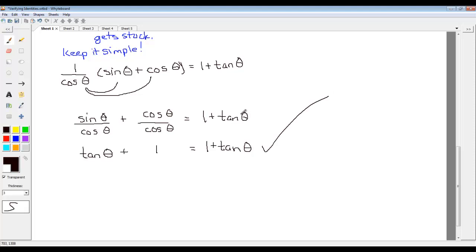So there we go. We verified it. By showing all these steps and working it out so that the left side matches the right side, we verified the identity. So showing the steps until left matched right, we verified the identity.